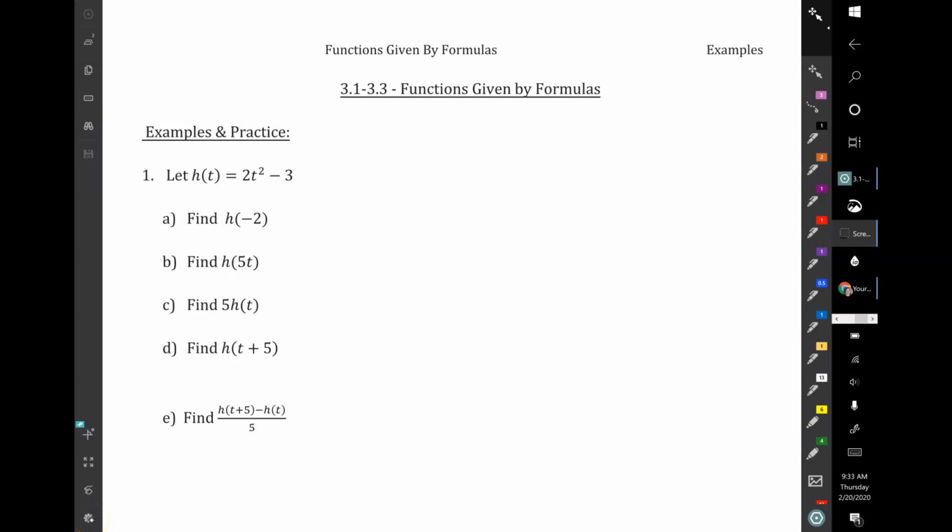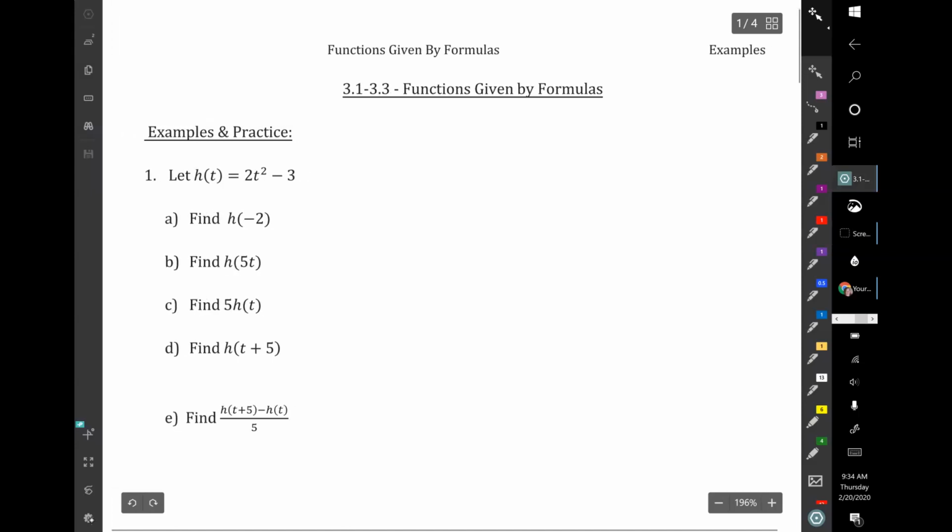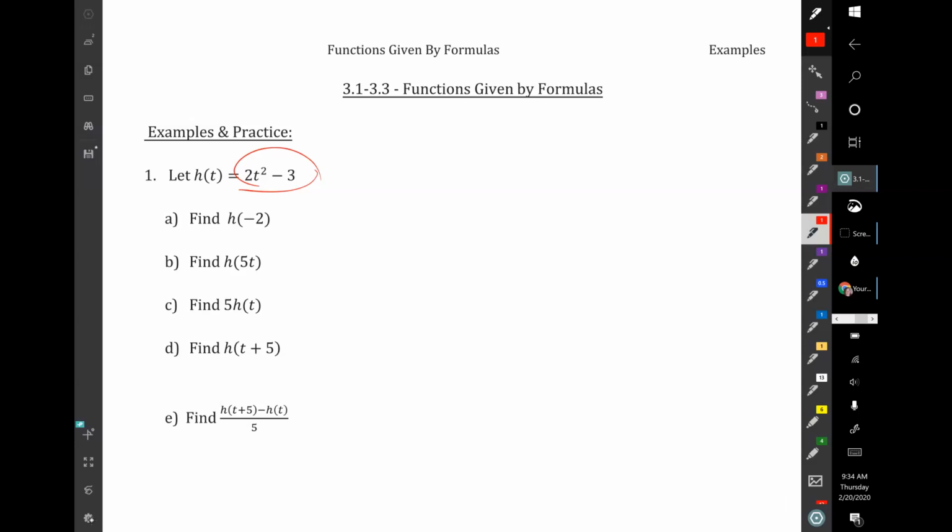This video is called Functions Given by Formulas. It's just a shortcut way of saying we have this function, we have this rule for our output, or kind of like a formula if you want to think of it that way. So this first one is h of t equals 2t squared minus 3. What we want to do is take our input, whatever that might be, inside these parentheses here. Find h of negative 2 is our first one, and we're going to plug negative 2 right in for t.